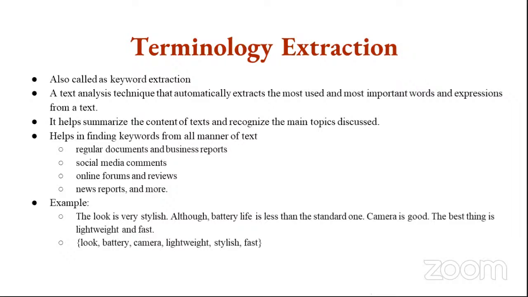Like, if this is the document, the look is very stylish. Although battery life is less than the standard one. Camera is good. The best thing is lightweight and fast. So from this paragraph, we need to extract the keywords. So what are the terminology of the keywords? Look, battery, camera, lightweight, stylish, fast.